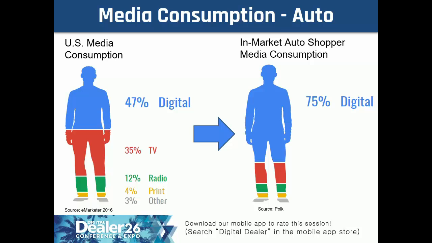If you think about it, as people are considering cars, researching cars, they're not going to the library, reading books about cars. They're not sitting there by the TV waiting for the relevant TV commercial to come on to learn about a specific model. So it's crazy to see that when someone is in market for a car, they're spending 75% of their media consumption in the digital space.